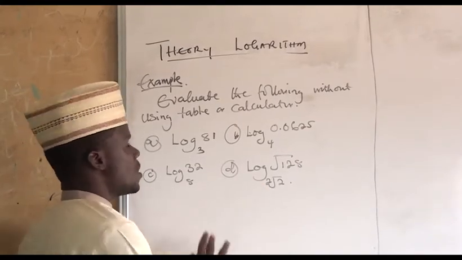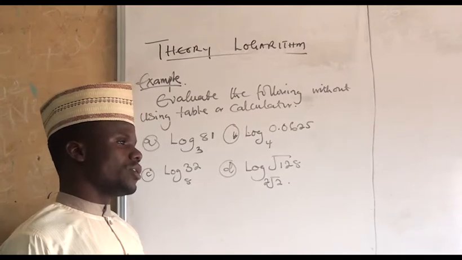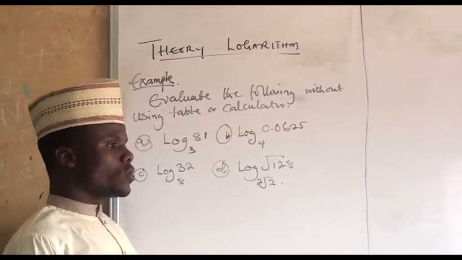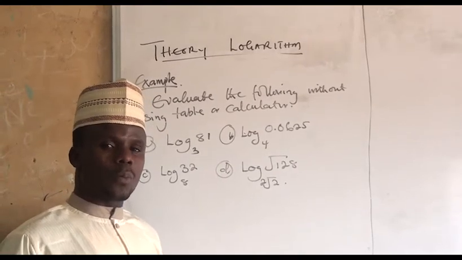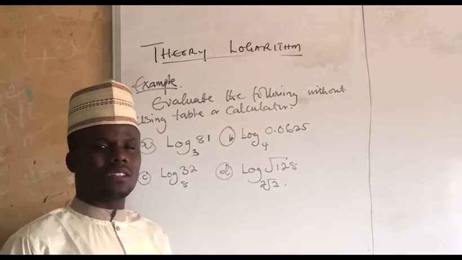So normally when we talk about theory of logarithm, we are talking about logarithm that is a common logarithm and logarithm that is not a common logarithm. But when you go to the other logarithm of a number, it is only based on the common logarithm, that is when a logarithm is in base 10.